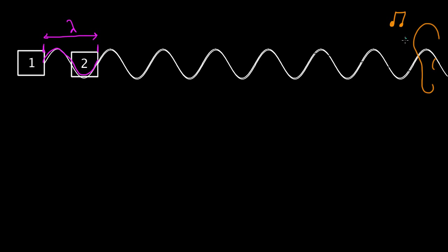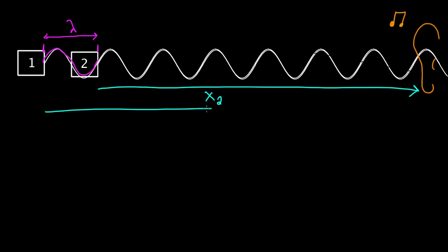So the moral of this story is that even if you have speakers that are in phase, you can get constructive or destructive interference depending on the difference in length that these two waves travel. In other words, wave 2 is traveling this far to get to my ear. I'm going to call that x2. And wave 1 is traveling this far to get to my ear. I'm going to call that x1.